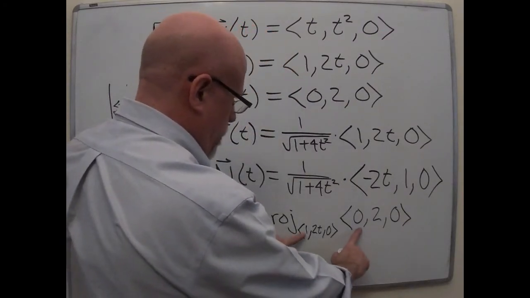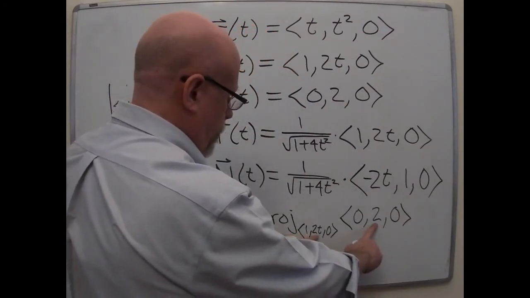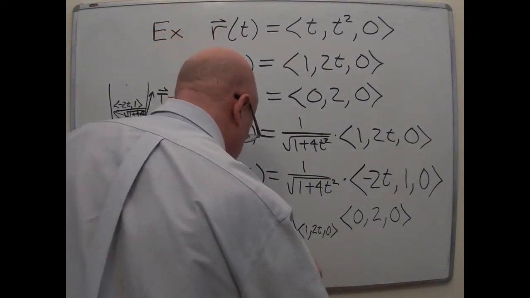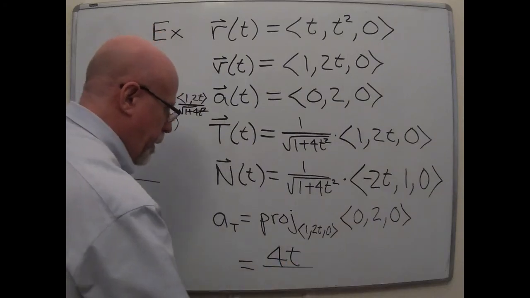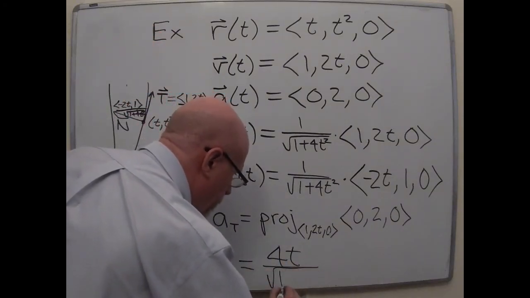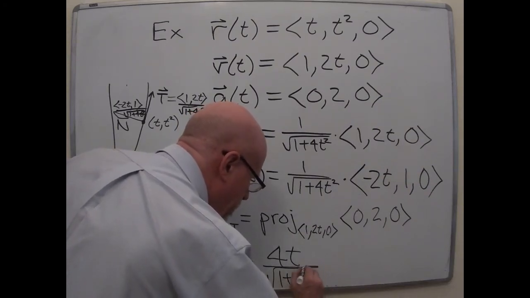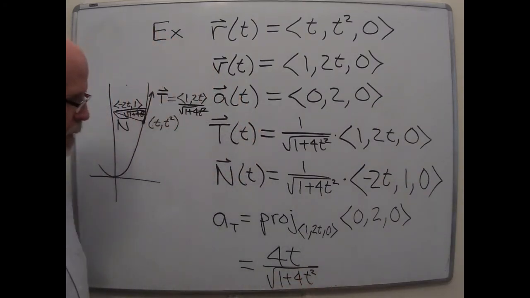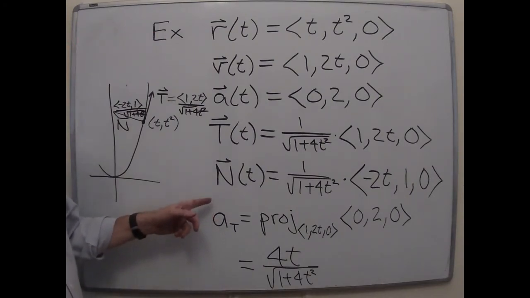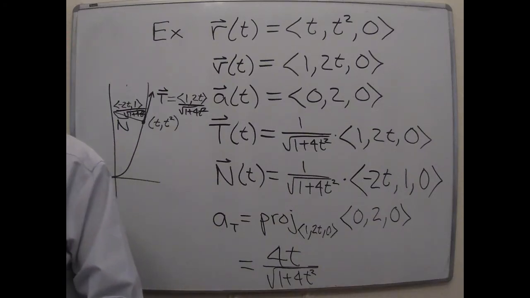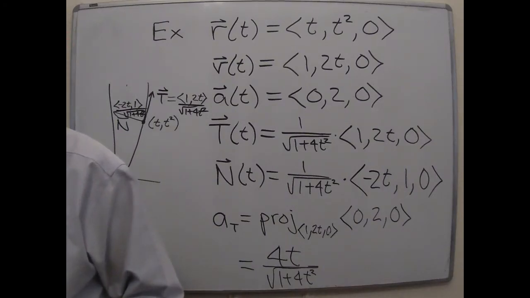So the dot product is 0 plus 2 times 2t, 4t, plus 0. And we've done the length of that one a bunch: square root of 1 plus 4t squared. So that's one way to get one of these components, just project into the direction of the other. I want to get you the normal component by a different method, because it's kind of cool.